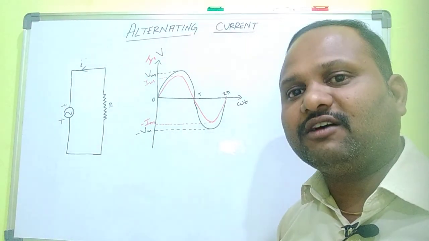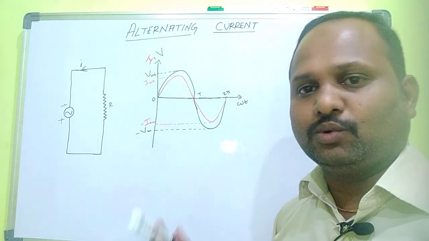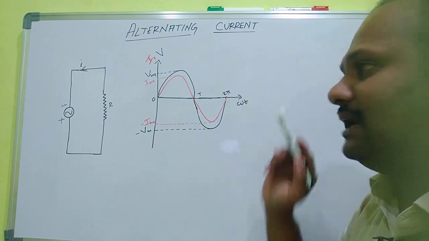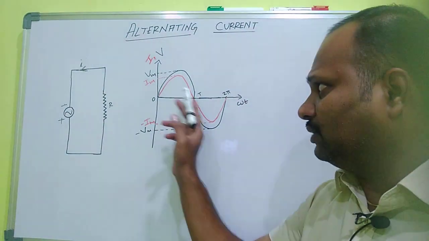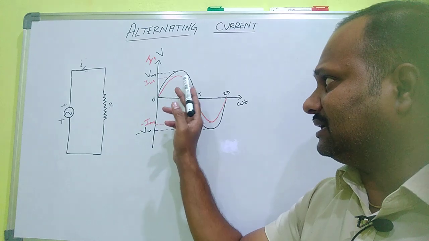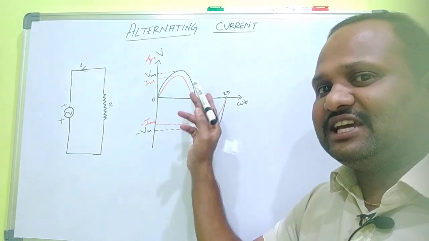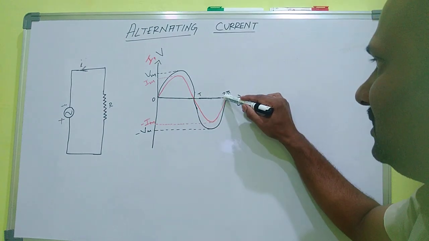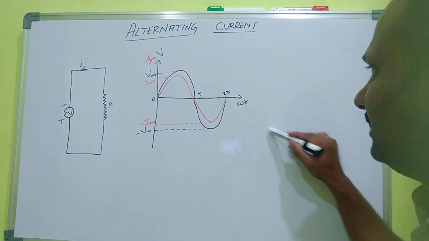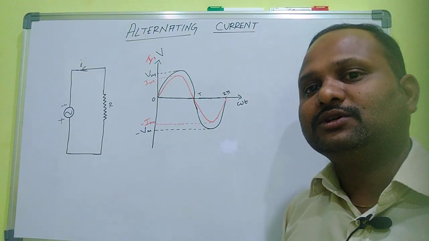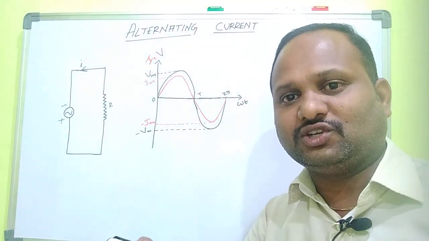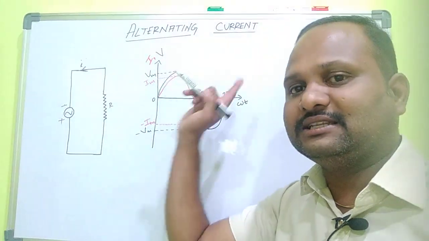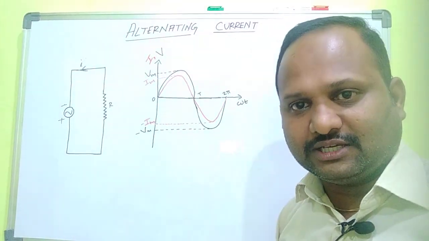In the second half, both the current and voltage change their direction, that is, to the negative direction. So after a regular interval of time, the current as well as the voltage changes its direction after a half rotation. In the next half, it will be positive again: positive, negative, positive, negative. So it changes its direction after a regular interval of time. This type of current is known as alternating current and this type of voltage is known as alternating voltage.